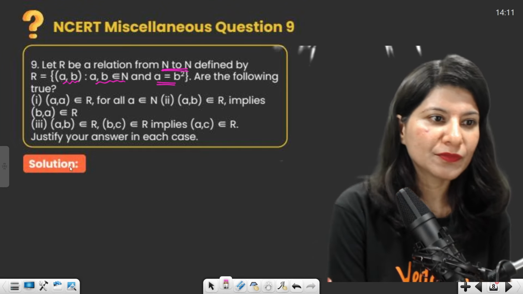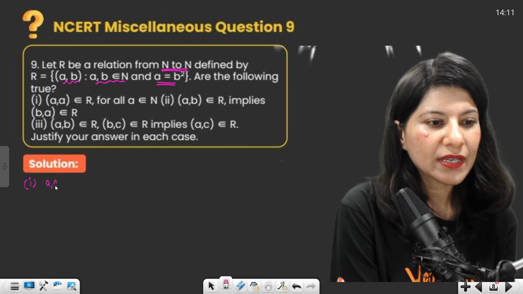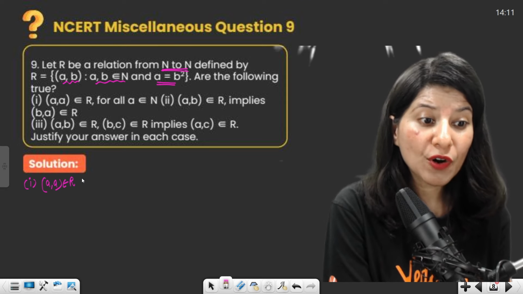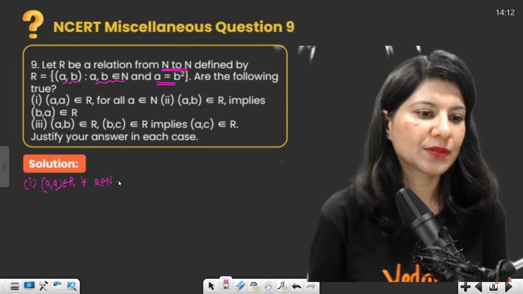Now we need to check all the points. Point number 1: (a, a) belongs to R for all a belongs to natural number. The symbol is for all.